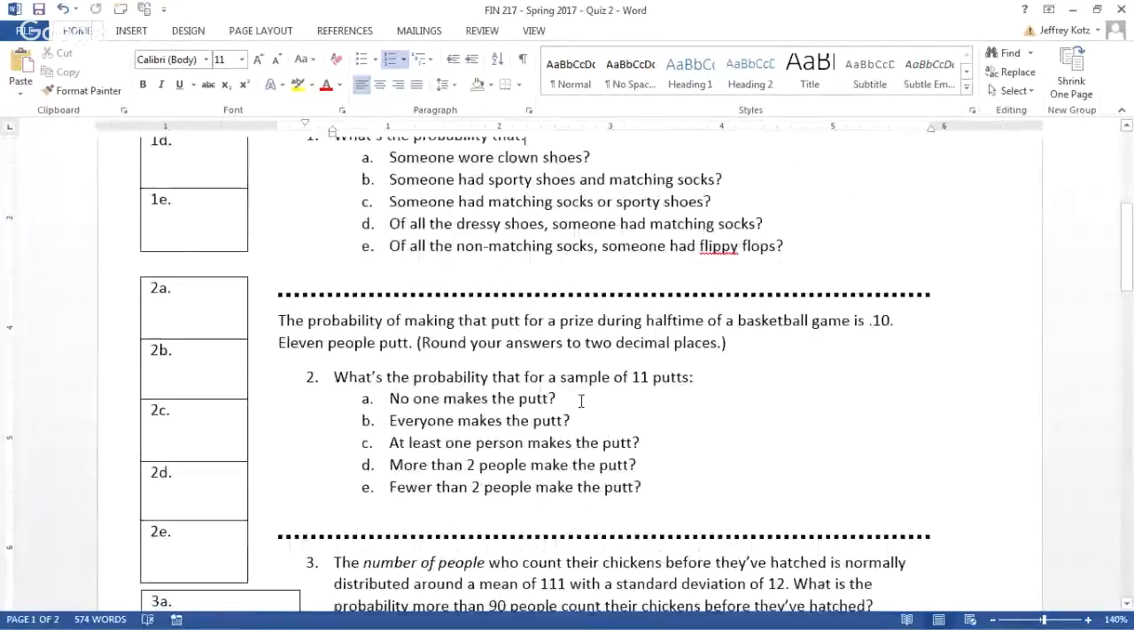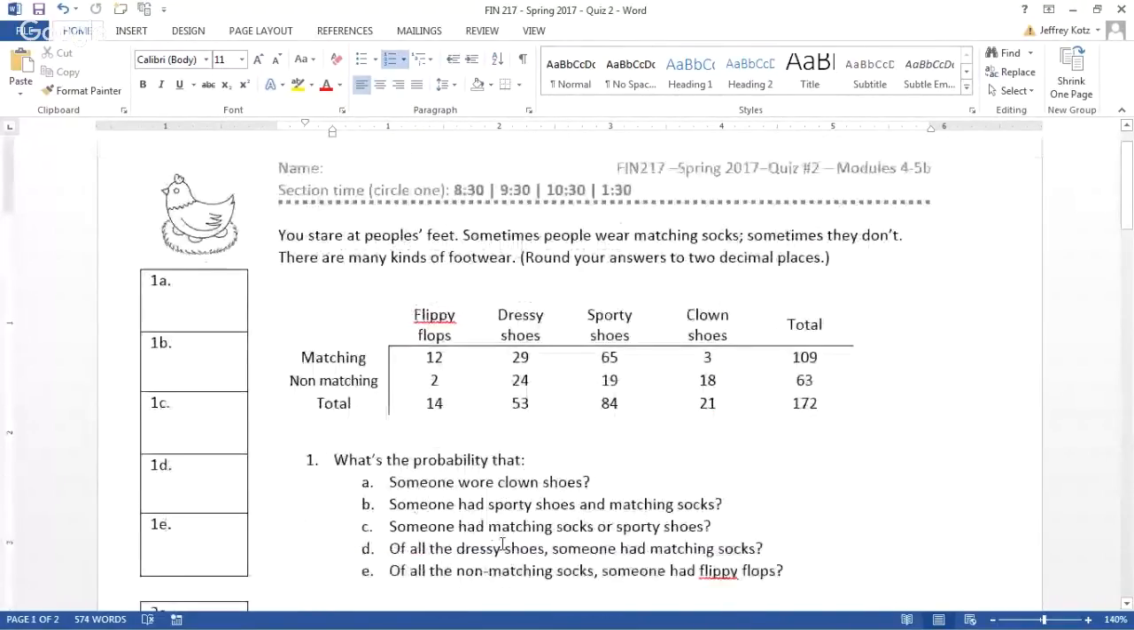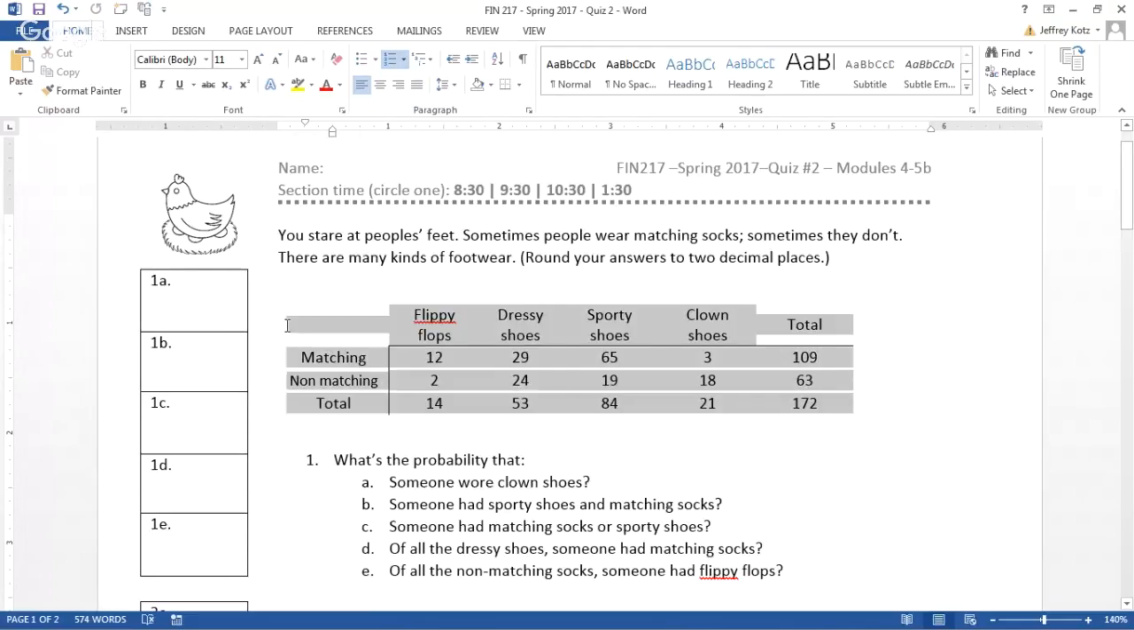So there are two quizzes. There was the denim chicken quiz, or just the regular chicken quiz. And there was the worm hat quiz, or just the regular hat quiz. You stare at people's feet. Sometimes, and that's weird. Sometimes you wear matching socks. Sometimes they don't. There are many kinds of footwear. Round your answers to decimal places. So basically 5 questions that we're going to answer based on this contingency table.